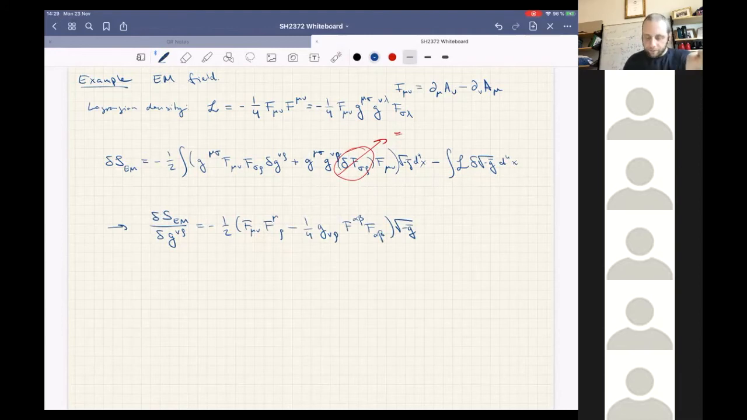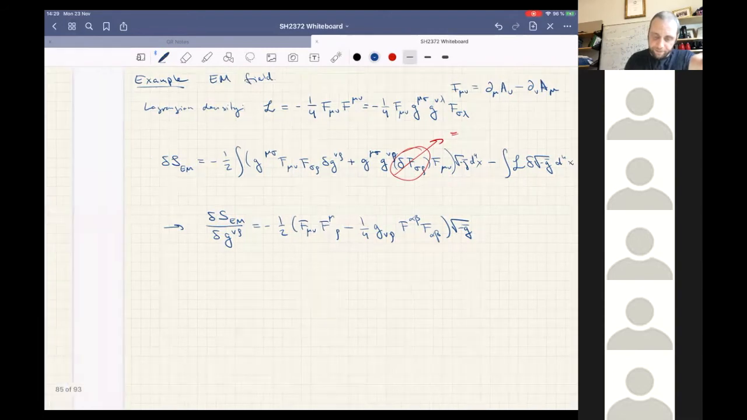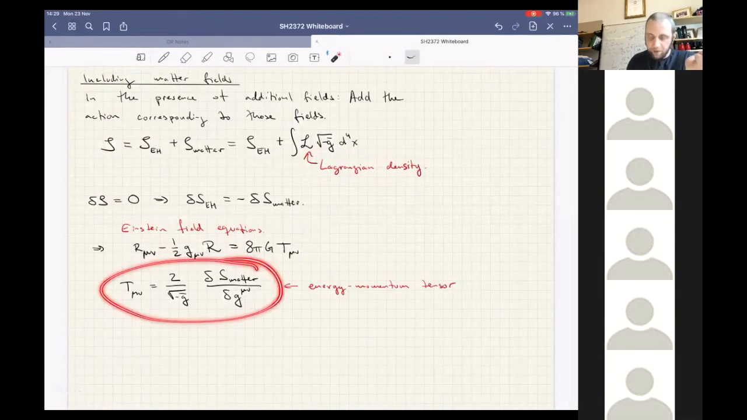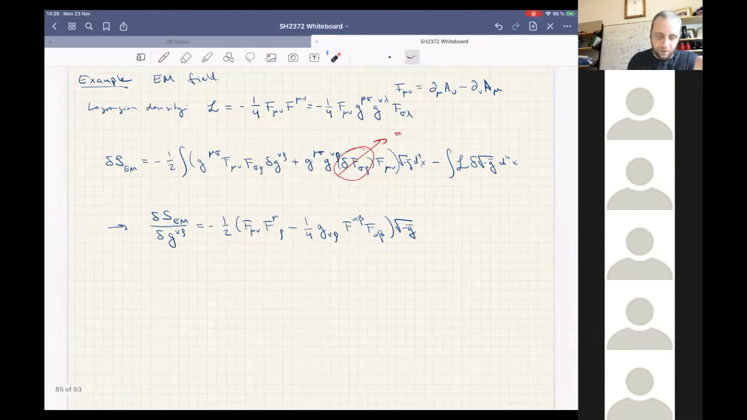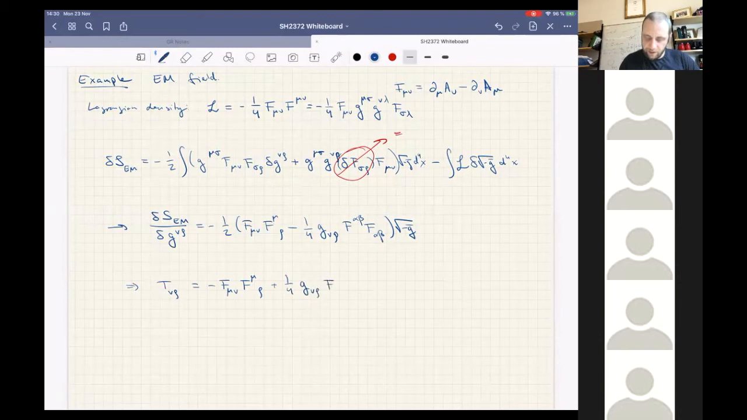Now, if we compare this to the definition here of the energy momentum tensor, we find that the energy momentum tensor is going to be minus F mu, again, indices, I want nu rho here, F mu rho, plus 1/4 G nu rho, and then this F alpha beta F alpha beta.